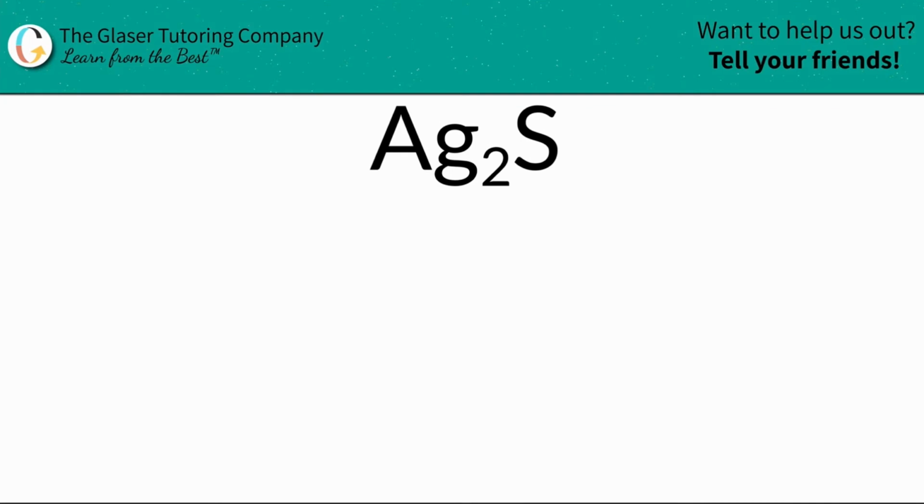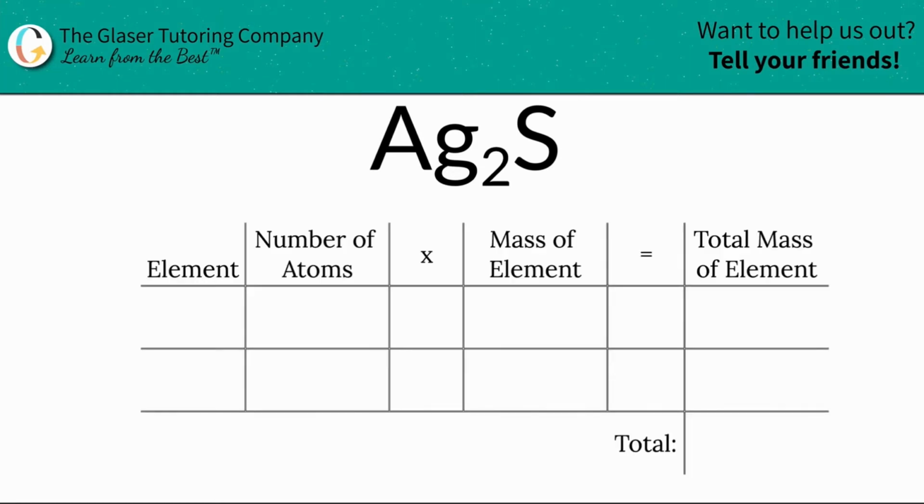Today, why don't we learn how to find the molecular mass of silver sulfide? To do so, I'm going to use the help of this table. The first thing I need to do is fill in the elements that I see in my formula. I see silver, so I'm going to write down silver. I also see sulfur, so I'm going to write down sulfur.